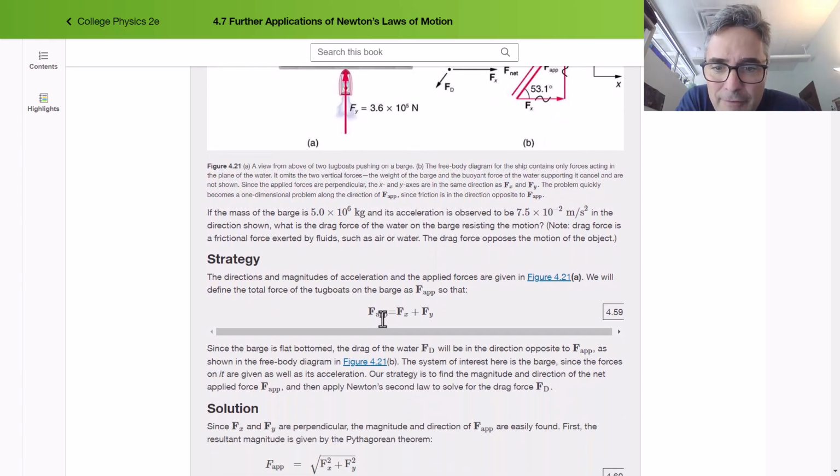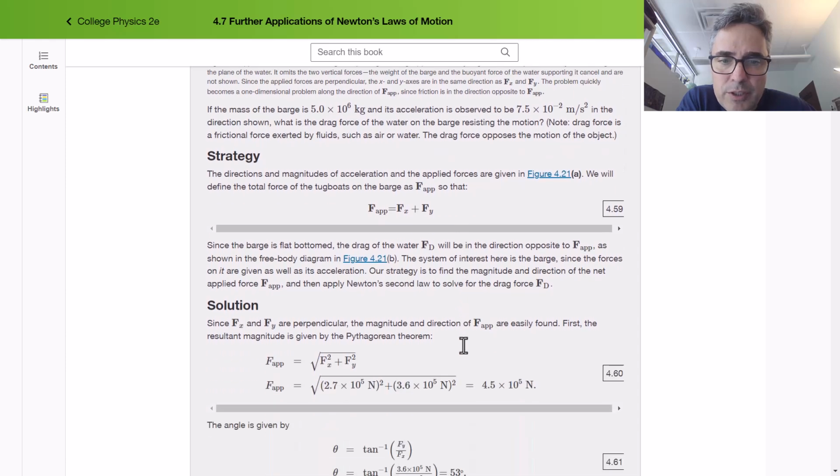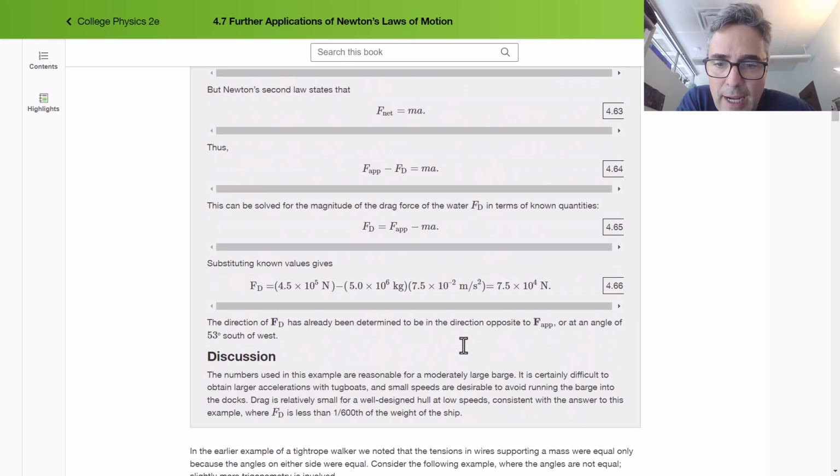They talk about F-ap, applied force. I don't really know what that means. I think it just means the normal force because they're pushing. But anyways, you've got three forces. You try to balance those out.